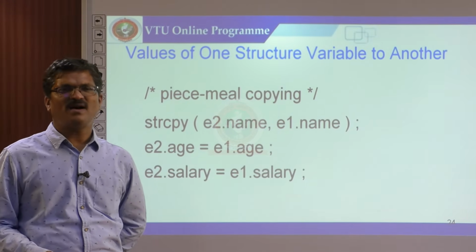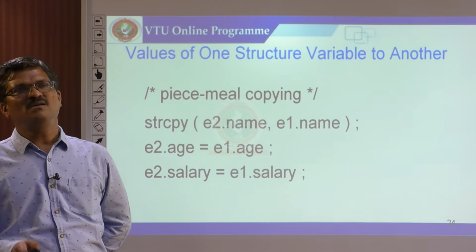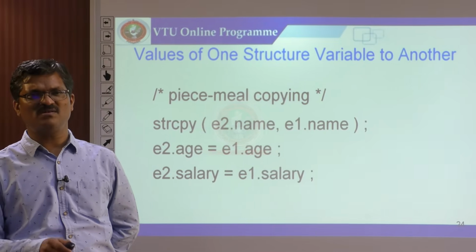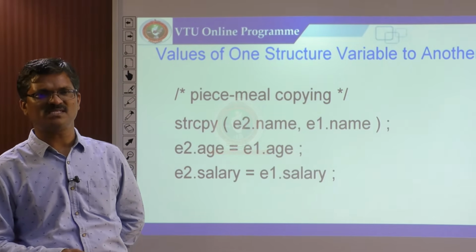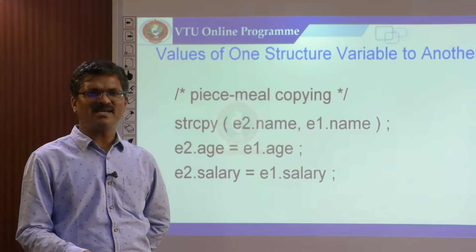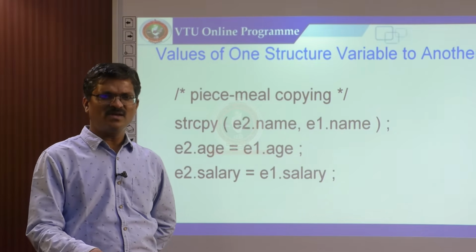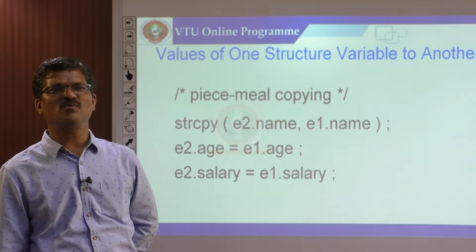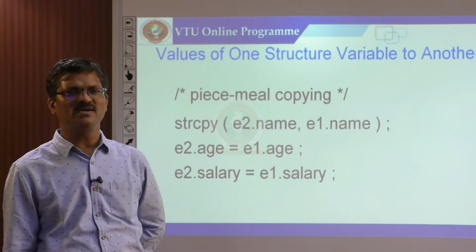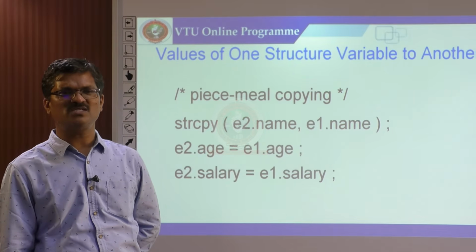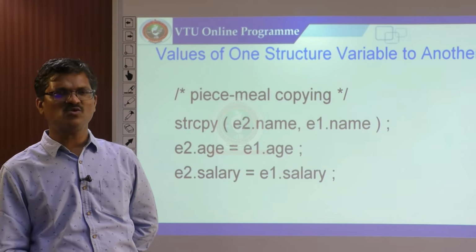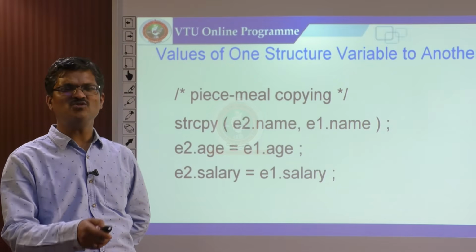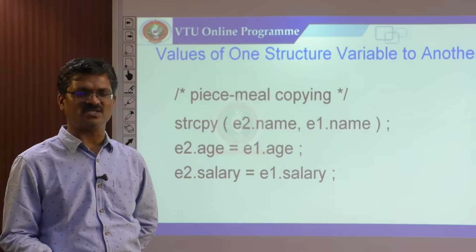You can see now, as I have told already, how the member values can be copied from one structure member belonging to one structure variable to another structure variable. Individual items can be copied: this string copy command copies the name of employee E1 to the name of employee 2. In the same way, the other attributes, age and salary of employee 1, get copied to age and salary of employee 2. So, individual member-wise assignment is possible in this fashion.